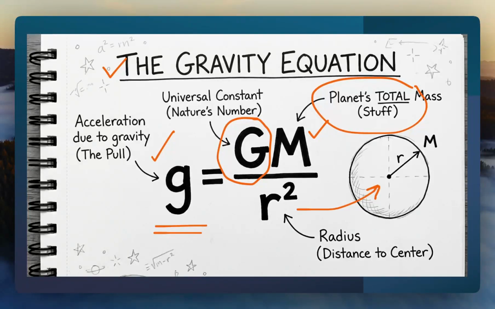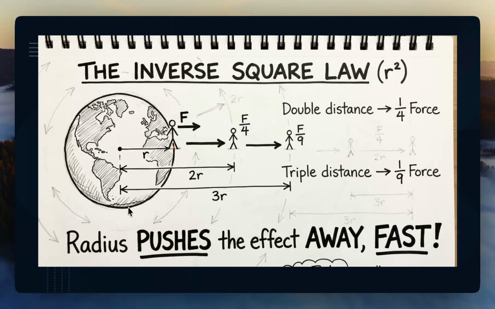Gravity follows what we call the inverse square law. What does that mean? It means that if you double your distance from the center of mass, the gravitational force doesn't just halve, it becomes 1/4 as strong. And when you triple the distance, the force becomes 1/9. It falls off very fast. This is why that r squared in the denominator is so powerful.